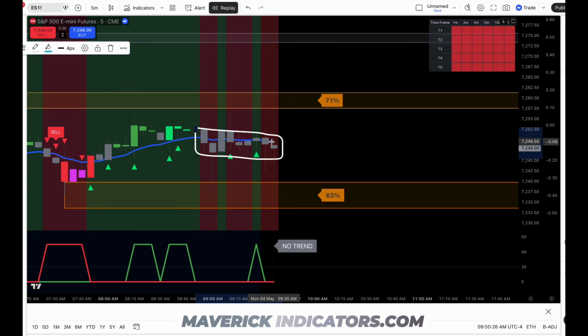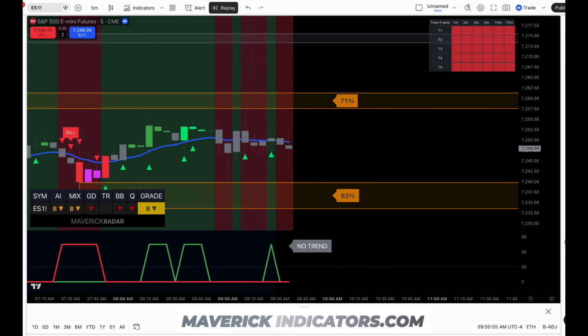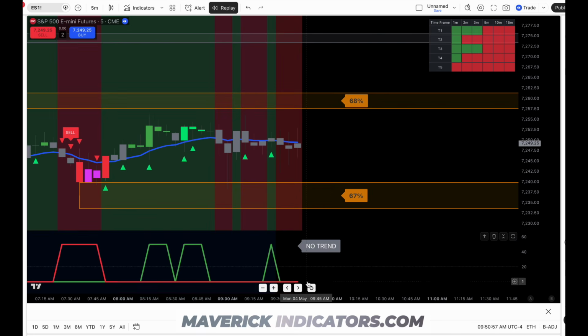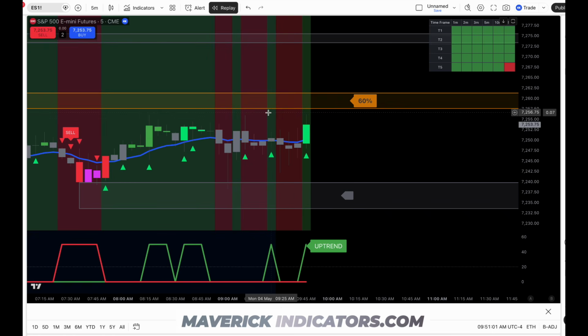This is 9:35, so you're going into 9:40. How many people just jumped into one of these because it was red or it was green? But you have the Maverick AI Pro. You know it's just an indecision candle and the market's still figuring out where it wants to go. Okay, so here we go. Another gray candle. Okay, finally a green candle.